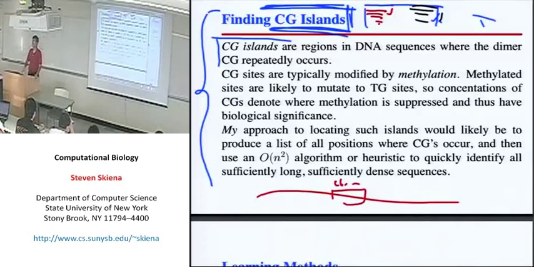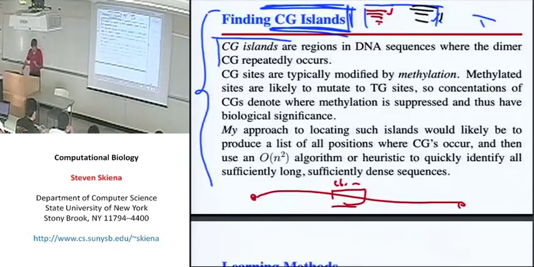CG is a C followed by a G, right? How often should a C be followed by a G? Roughly 1 out of every 4 times 4, or 1 out of every 16 places, right? It turns out that in certain genomes, there are regions where there are a lot more CGs than exist elsewhere in the genome. And this turns out to be interesting for certain biological reasons.